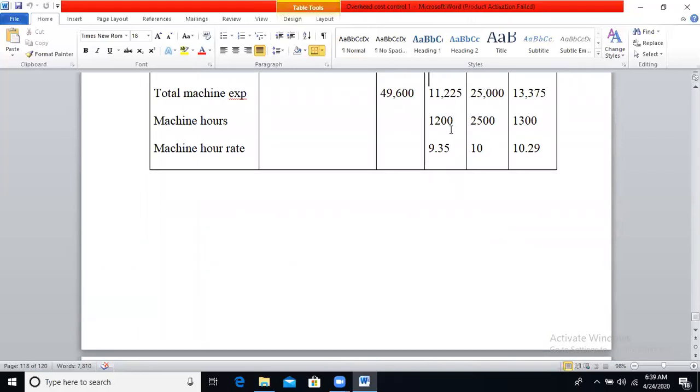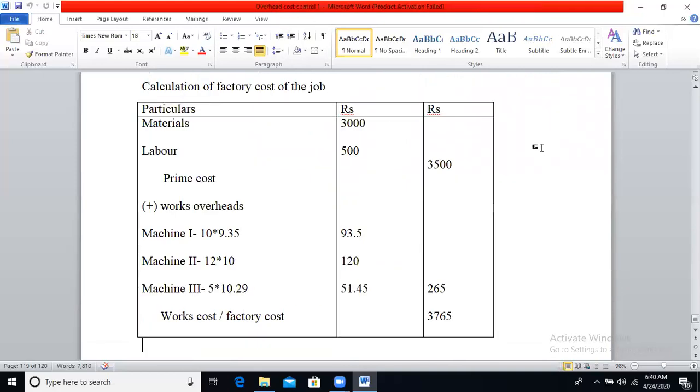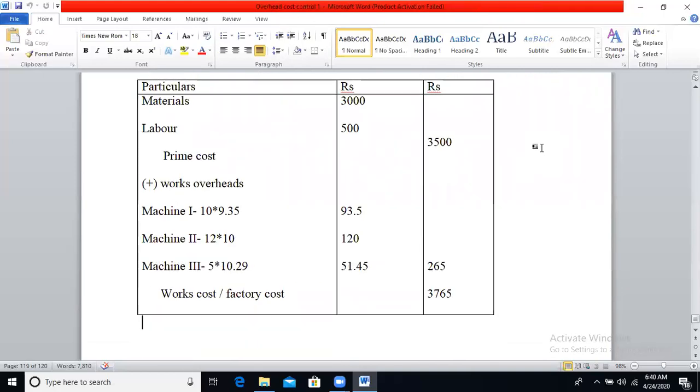11,225 divided by 1,200. If you have calculated, 9.35 is the machine hour rate. And for second machine, 25,000 divided by 2,500, you will get 10 rupees as the machine hour rate. And for third machine, 13,375 divided by 1,300, you will get 10.29 as the machine hour rate. So using these machine hour rates, we will prepare the factory estimated cost sheet and we will calculate factory cost.